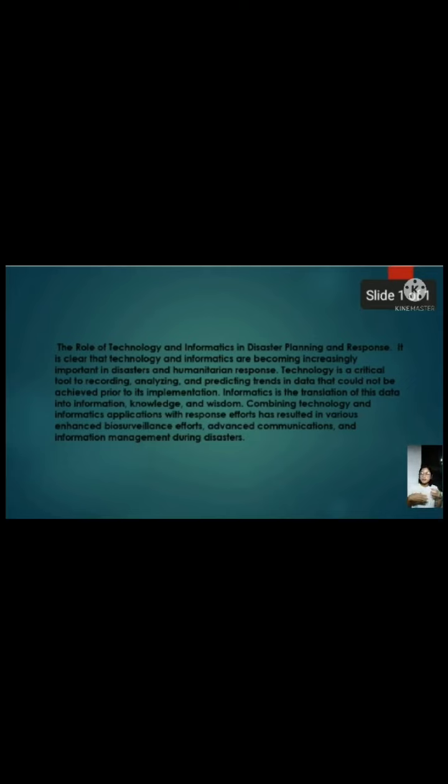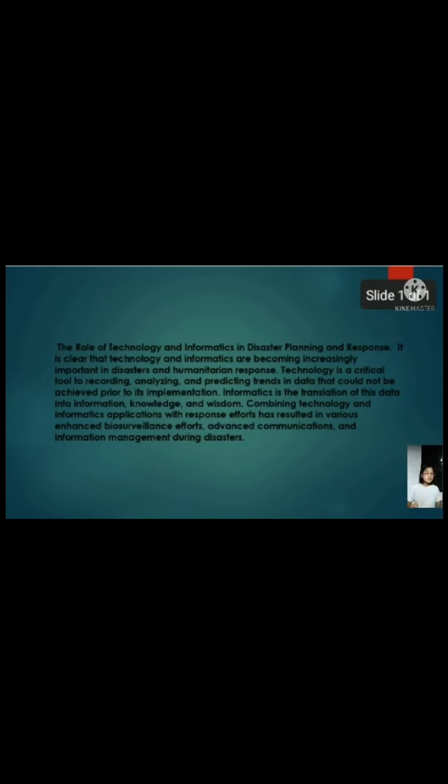Like, when we Google, right? We get information, knowledge, and wisdom, depending on what you search. So, combining technology and informatics application with response effort has resulted in various enhancements: biosurveillance efforts, advanced communication, and information management during disaster.